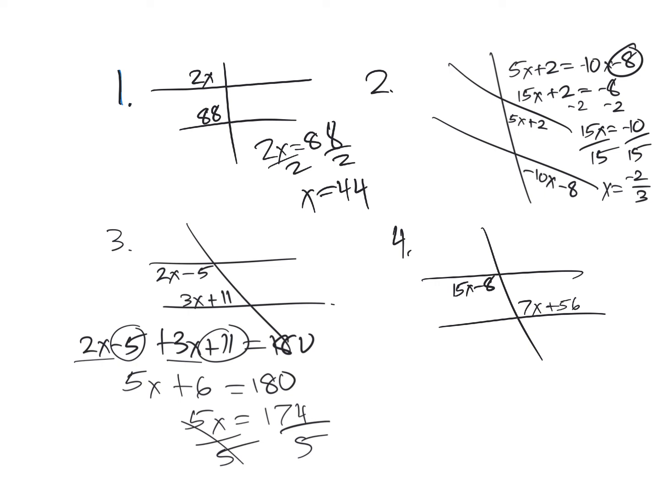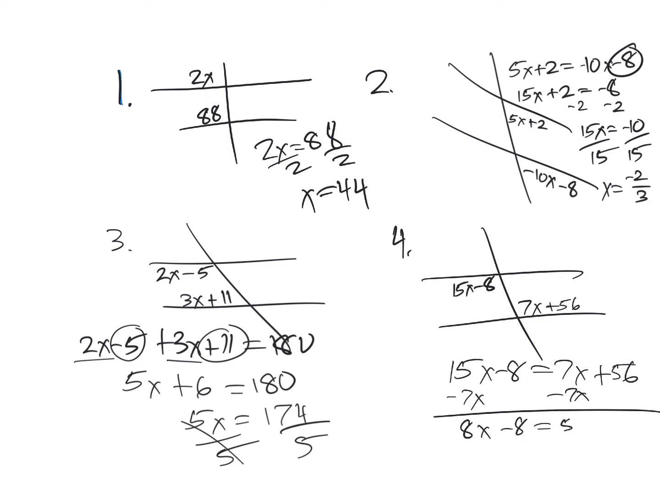Number 4, they're alternating, so right off the bat you don't need to think of anything else. You just set them equal to each other. Alternate interior angles and alternate exterior angles are equal. So 15x minus 8 is equal to 7x plus 56. So subtract 7x, add 8, and divide off 8. X equals 8.